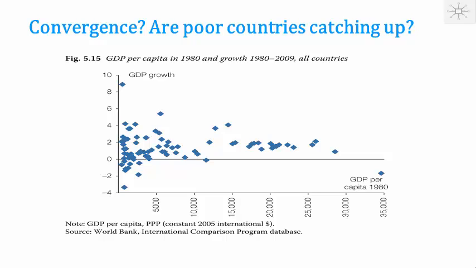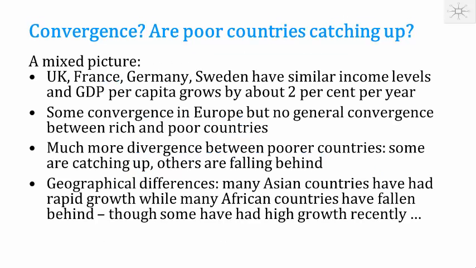But if you look at the countries that were really poor in 1980, the ones on the left side, you see there's a very mixed picture. Some of them have fantastic growth rates, and some have actually had negative growth rates and become even poorer and have been lagging behind instead of catching up. So you have a very mixed picture in the world.